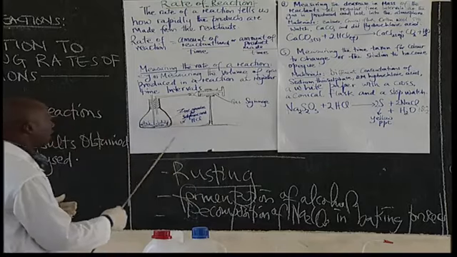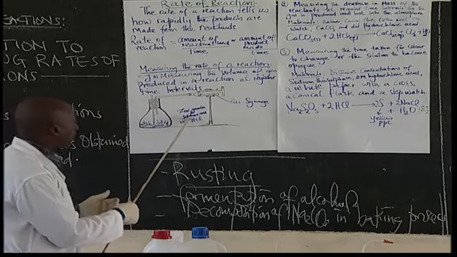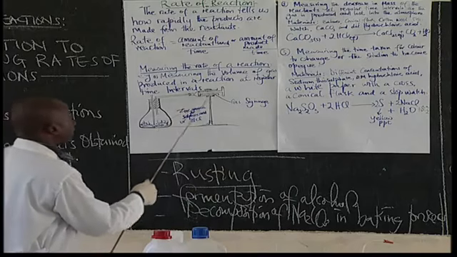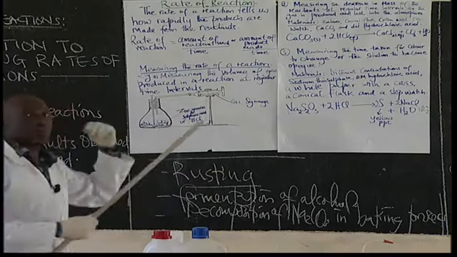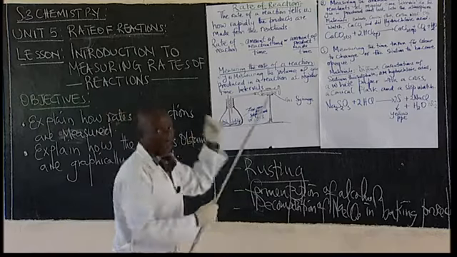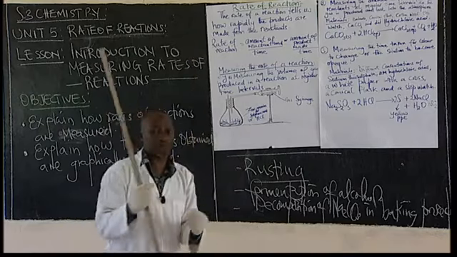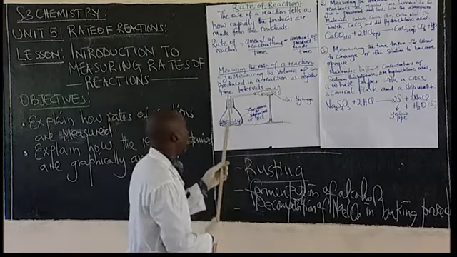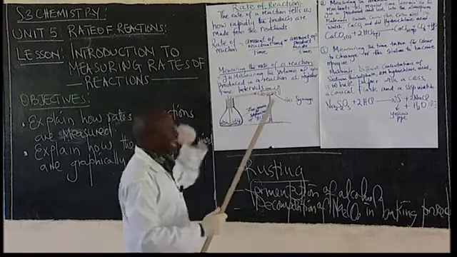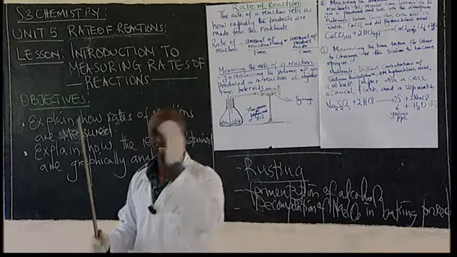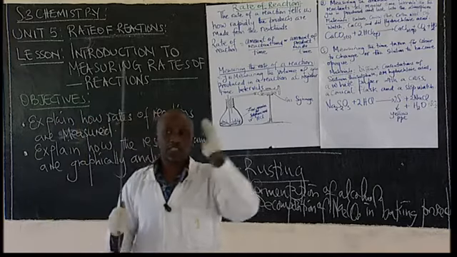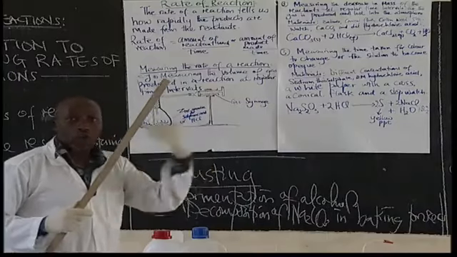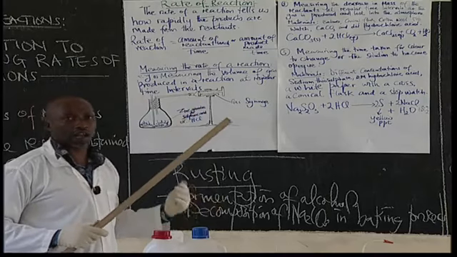If you have zinc granules reacting with sulfuric acid or hydrochloric acid, they will produce a gas. If you connect a syringe, then you can measure the time. After every 5 seconds, you record the volume of the gas produced by this reaction. That is at regular intervals. It has to be regular, either 5 seconds or 10 seconds. That is number one.